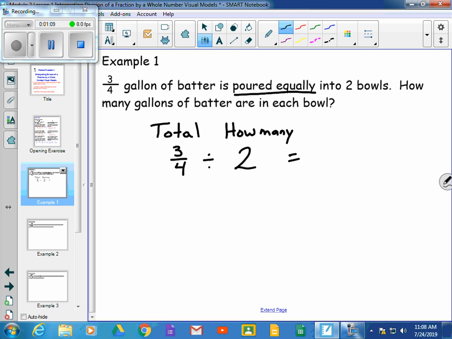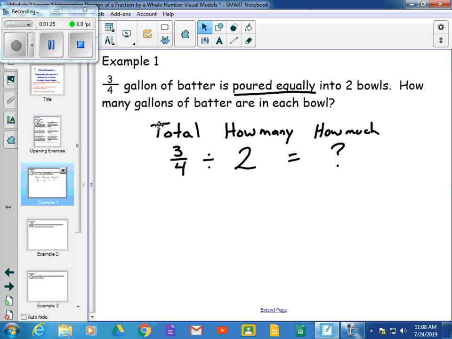Our answer, our quotient, then, will tell us how much or how big. Okay? So we want to know how many gallons. That's how much batter is in each bowl. That's what we're going to be solving.